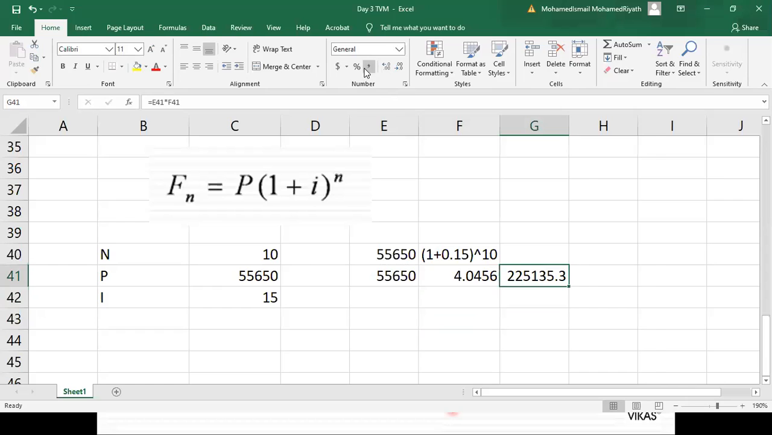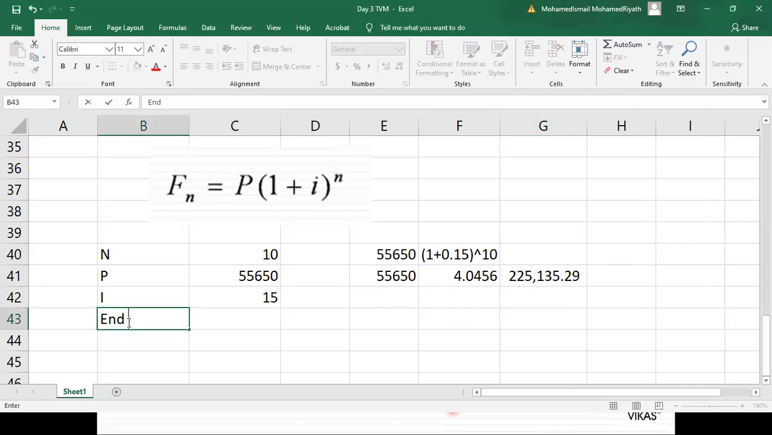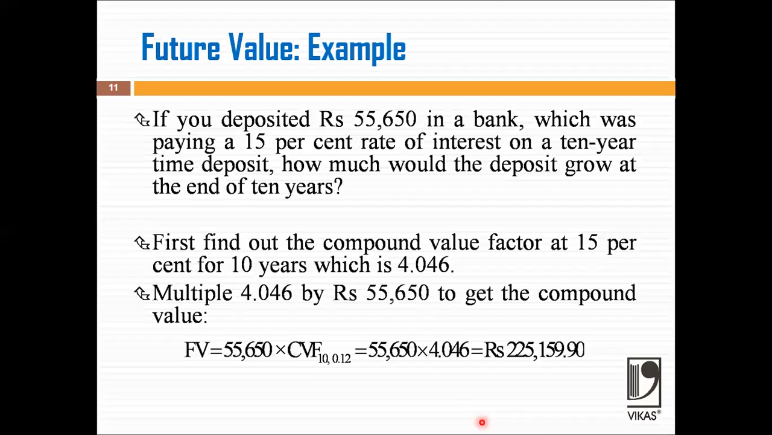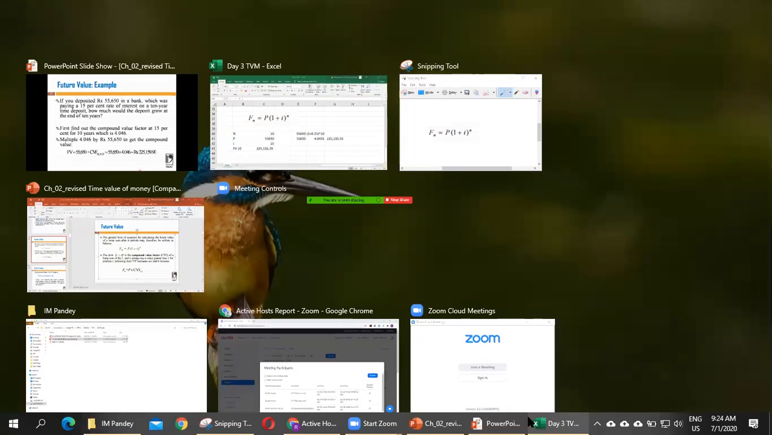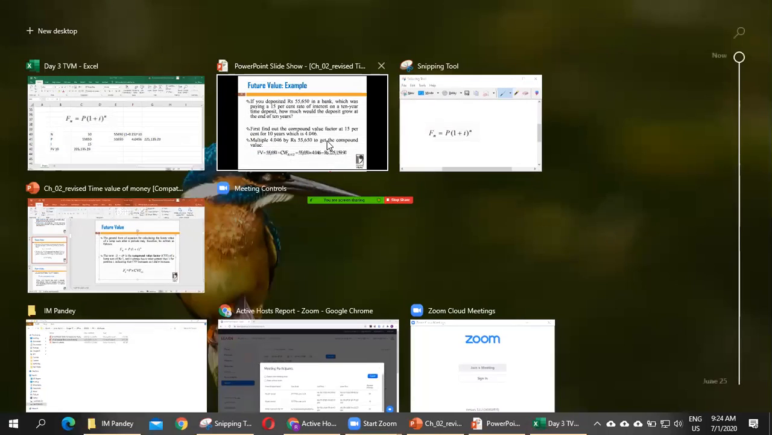How much is the answer? So today you have invested 55,650 at a rate of 15% for 10 years. At the end of 10 years you will receive a future value, right? Future value after 10 years is equal to this value. Check the answer with the slides. Both are correct. Same answer, I think.